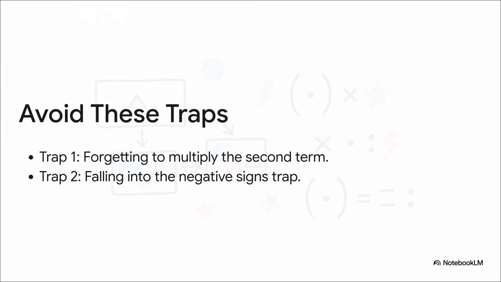Trap 1 is forgetting the second term entirely. Just remember the house party metaphor. The guests literally must greet absolutely everyone inside. Trap 2 is the negative sign trap. When that outside number is negative, you've got to be hyper-vigilant. A negative times a positive is negative, sure, but a negative times a negative is always positive. If you can just keep those 2 traps in your mind, you're going to navigate your exams with 0 stress.